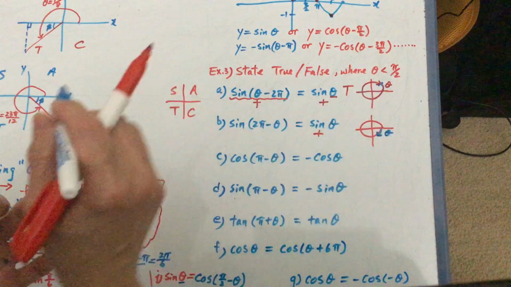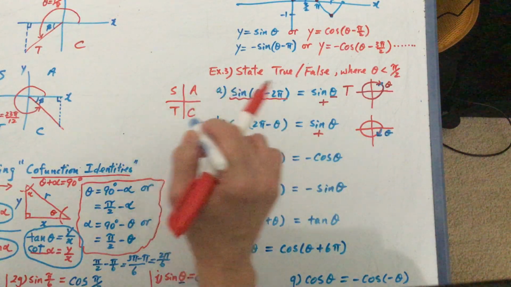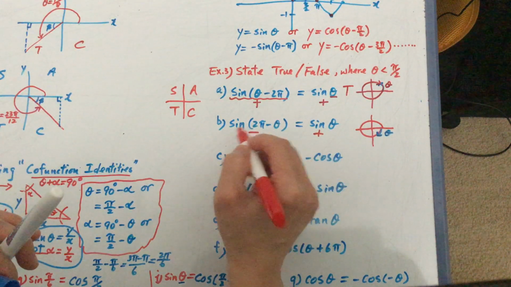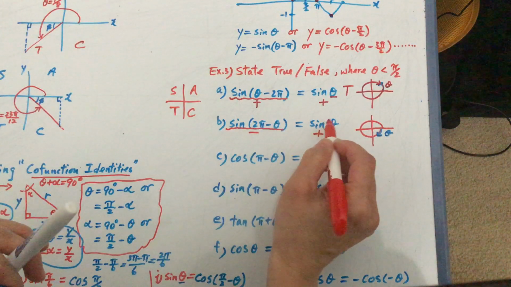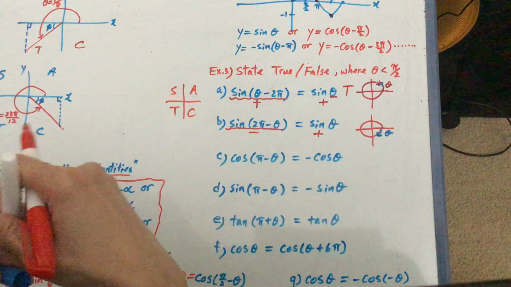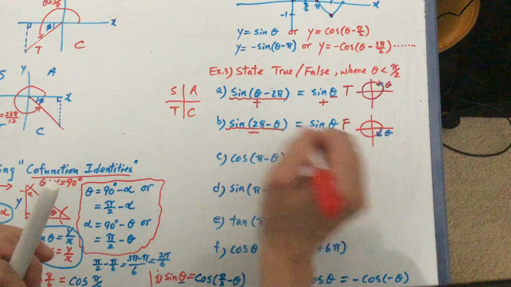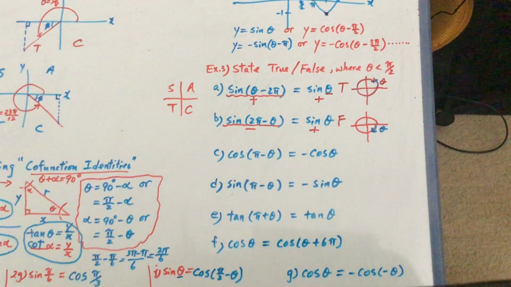So I ended up in quadrant 4. Sine in quadrant 4, according to the CAS rule, is negative. So that means this expression is going to be equal to negative, but I have sine theta equal to a positive. Therefore, the answer for this one is going to be false, because they're not matching with the sign.